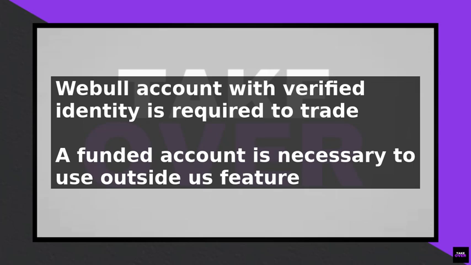To do this, log into your Webull account and navigate to the Trade section. Click on the Outsidus tab, and you will be taken to a page that lists all the available international exchanges. From here, you can browse through the different exchanges and select the one you want to trade on.